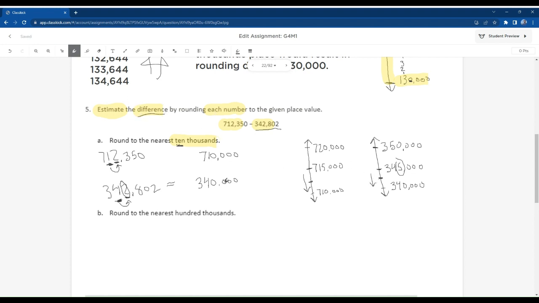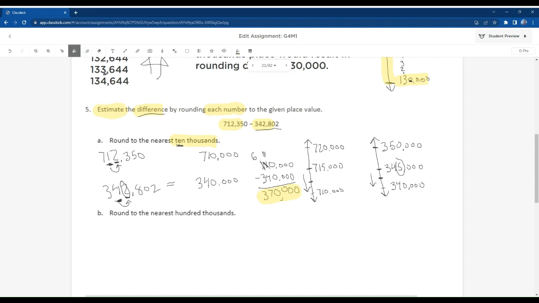But it asks me to estimate the difference, so I need to take these two numbers and subtract them. So 710,000 minus 340,000. 0 minus 0, 0 minus 0, 0 minus 0 again. 1 minus 4, I would need to regroup 700,000s for 600,000s and 10,000s with the 1 that I already have to make 11. 11 minus 4 is 7, and 6 minus 3 is 3. So we are looking at an estimated difference, if I were to round to the nearest 10,000, of 370,000.